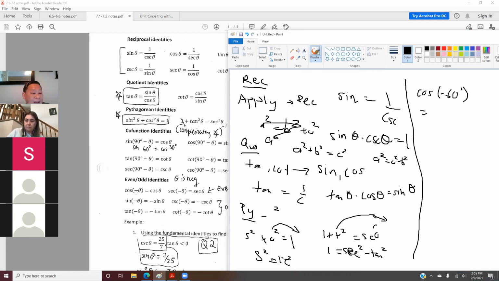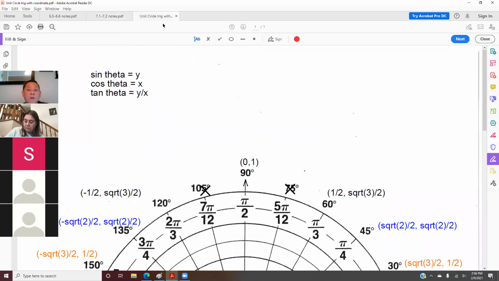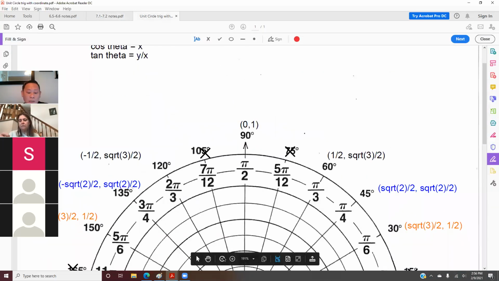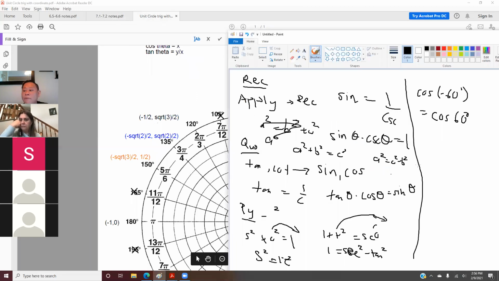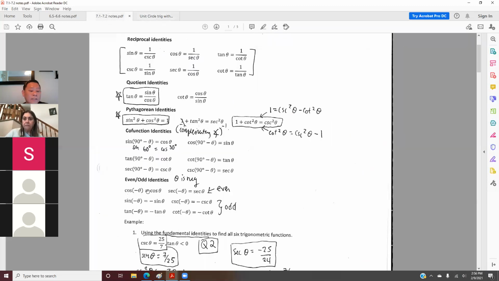Because cosine is an even function, the negative will disappear. So if you want to find cosine of negative 60 degrees, this is the same thing as cosine 60 degrees. Using the unit circle approach, cosine is x, which is 1/2. So this also will be 1/2. You guys with me here? Okay, so this is used when your angle is negative.